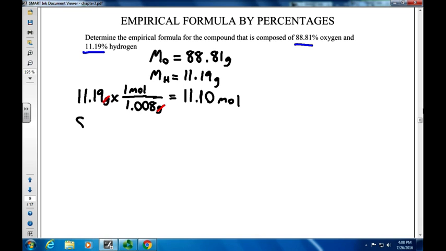The next thing we'll want to do is find the moles of oxygen. We start with the given 88.81 grams and multiply it by 1 mole over the molar mass of oxygen, so really it's dividing by the molar mass of oxygen. We know that to be 16.00 grams per every 1 mole. Again, grams and grams cancel each other out, and we're left with moles. In this case, we end up with 5.551 moles.